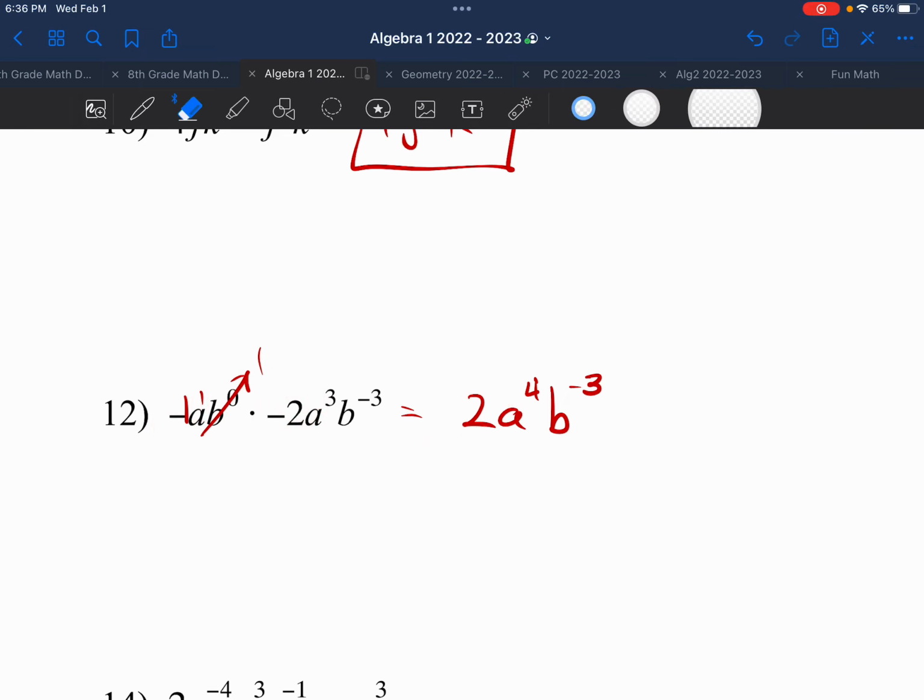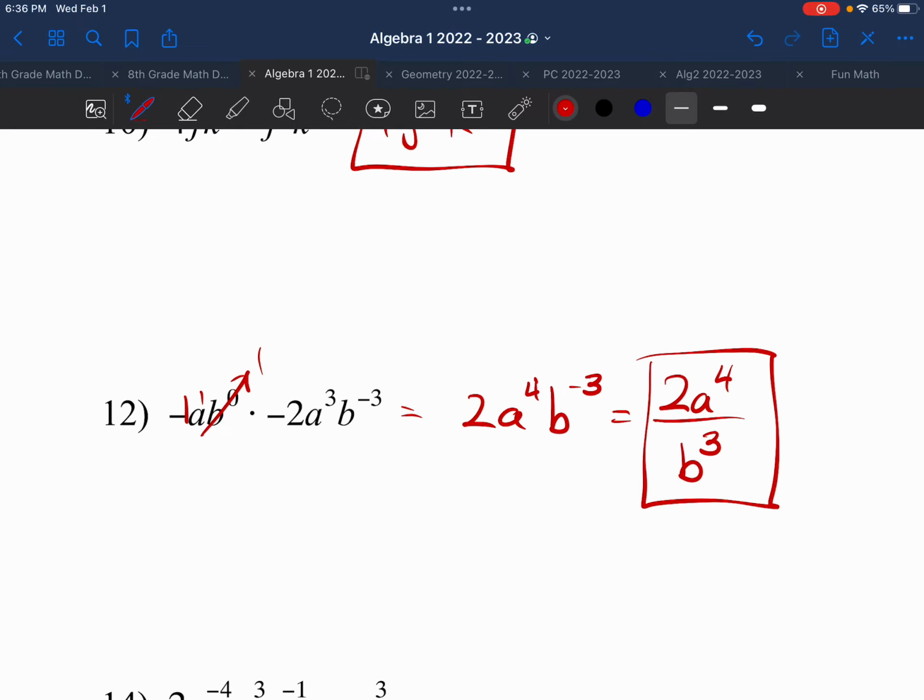So what I'm going to do here is I'm going to erase this negative symbol. I'm not done, because this is a negative power. This b to the negative 3 is going to go into the denominator and become b to the positive 3 instead of negative 3. And what's left over is this 2a to the power of 4, which I will copy down, 2a to the power of 4. Now I have no negative exponents, and that should be my final answer.